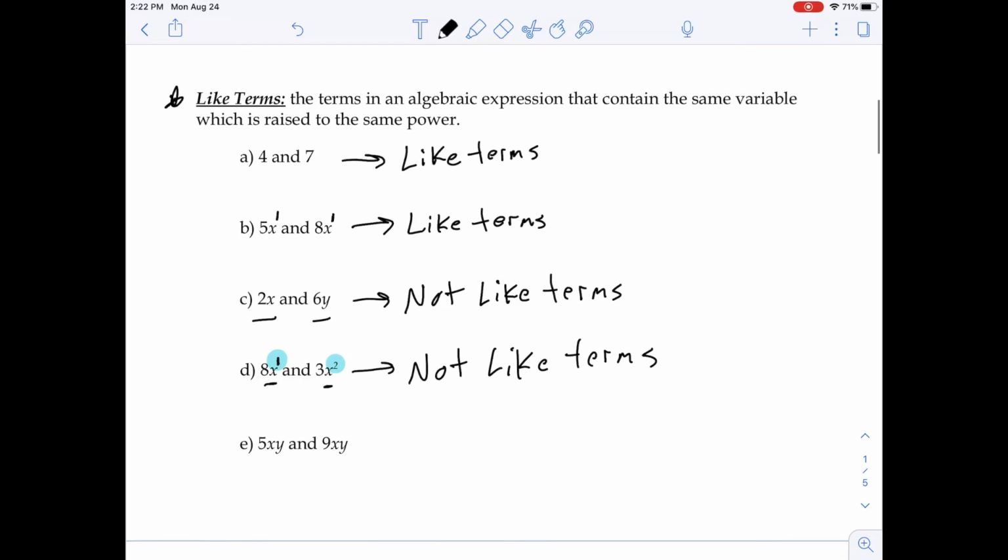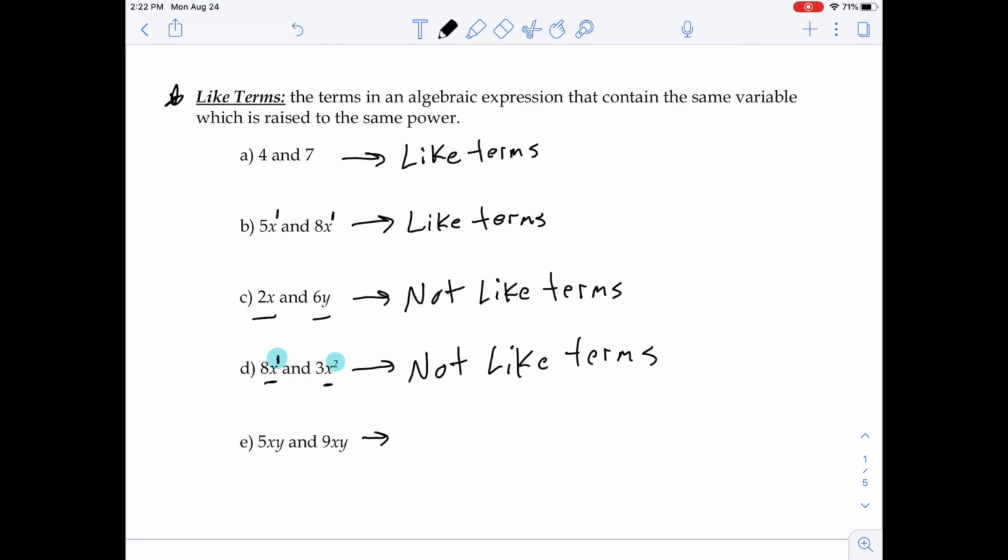And then the last one here, we have 5xy and 9xy. They both have an x and a y, and the variables are raised to the same exponent, which is a 1. Even though it's not written here, there are 1s above those. So these are like terms. Now when you have multiple variables, understand that you have the commutative property of multiplication. So if this was written as 9yx, they would still be like terms, because y times x is the same thing as x times y.